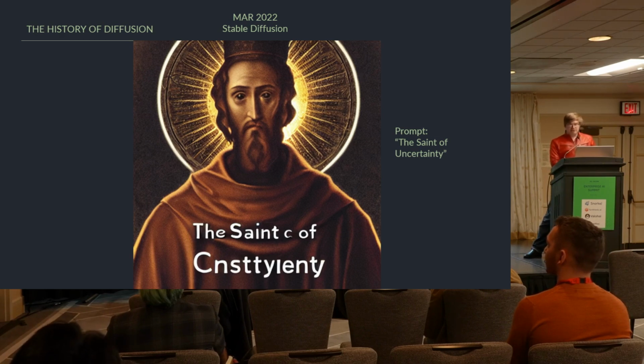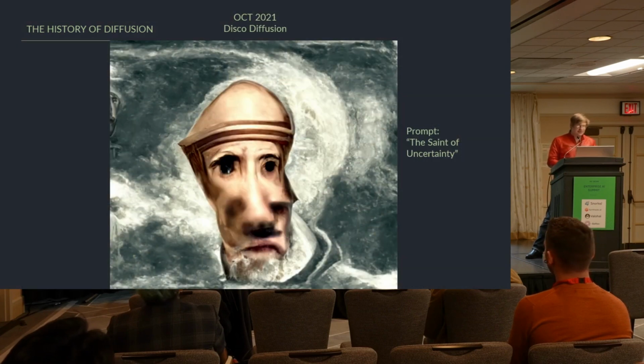And so I put in the Saint of Uncertainty, and you can very clearly see the eyes. You can see the eyebrows, the facial hair. There's a halo in the background and some robes. It's even got some letters. You can see the Saint of, and then it kind of messes up. These text-to-image libraries, they don't work very well on text yet.